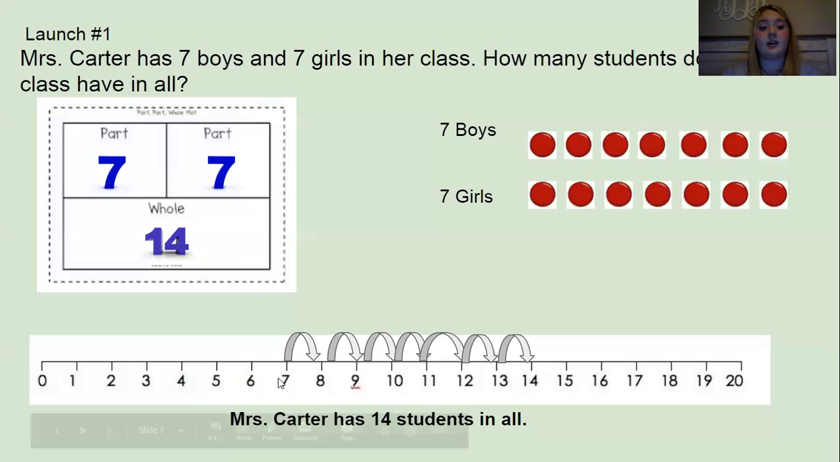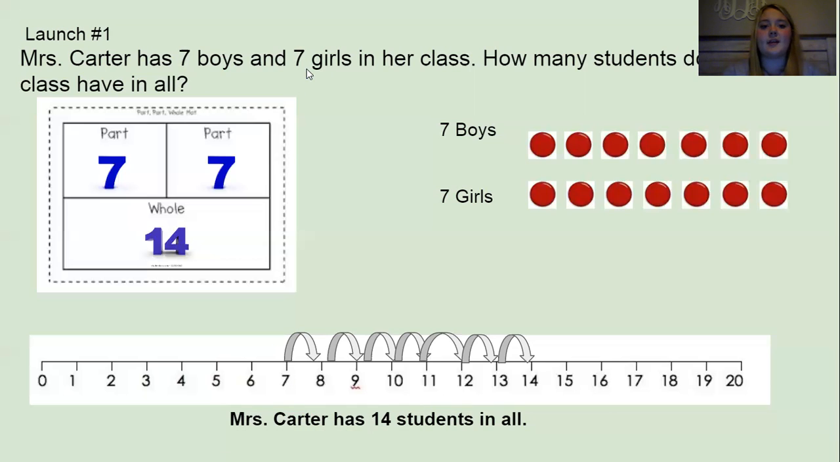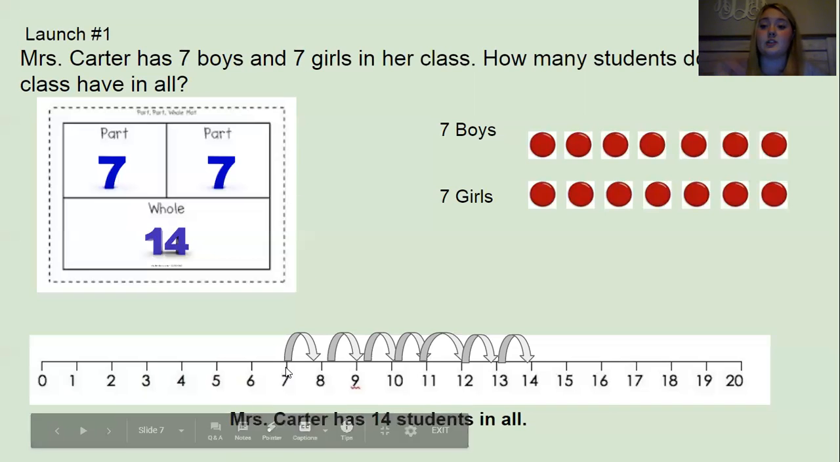So if you use your number line, you could have either circled or underlined the 7. We are going to start there, and we know because our second number is another 7, we are going to jump 7 times to get to our answer. So we're going to start at the 7, and I'm going to count the jumps. I want you to count them with me.